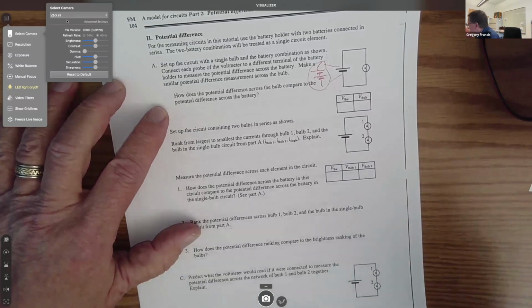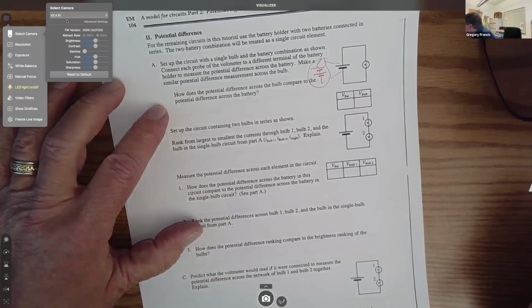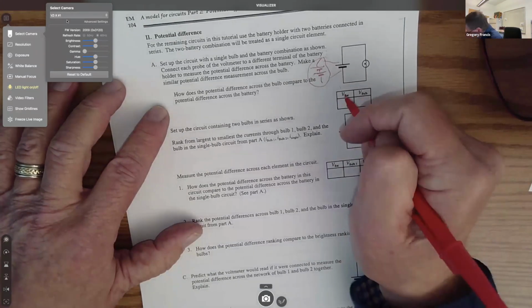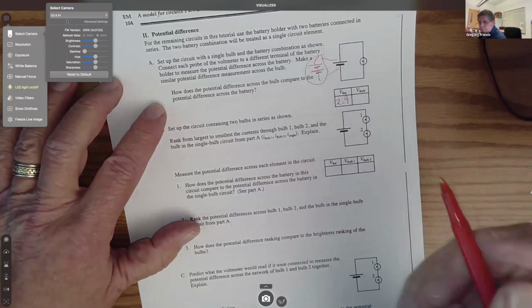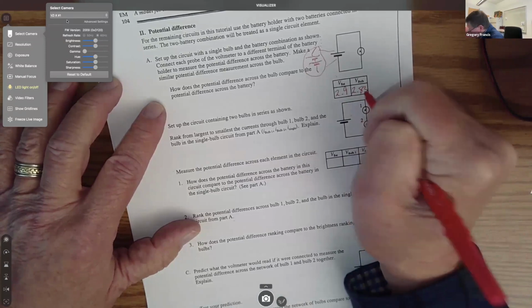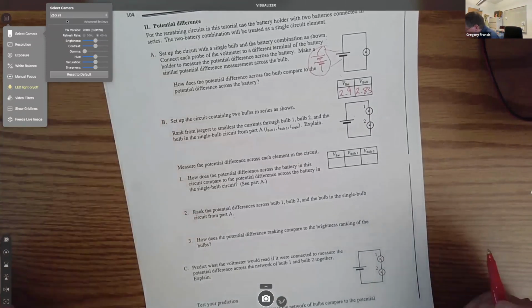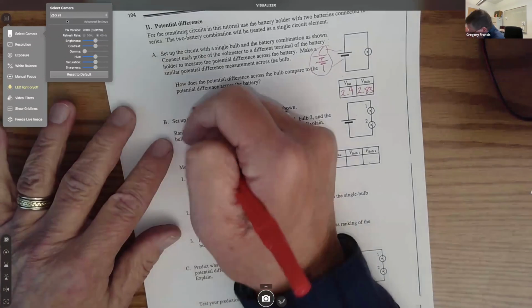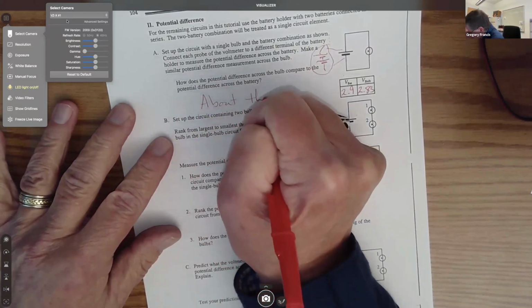Okay. So what we found was that the voltage here was 2.9 and the voltage here was about the same, 2.83. Okay, how does the voltage difference across the bulb compare to the voltage difference across the battery? Well, they are about the same.